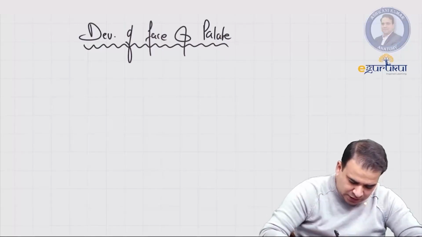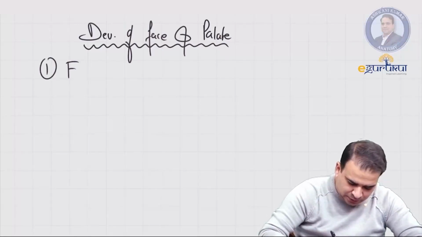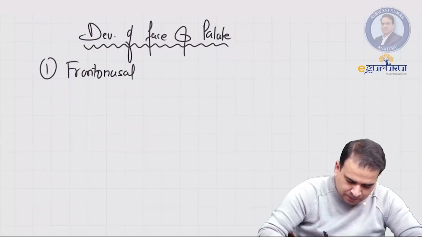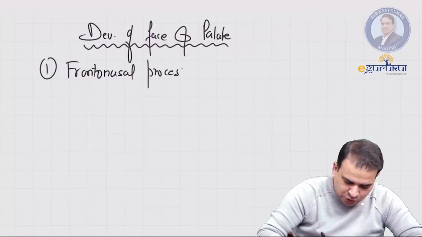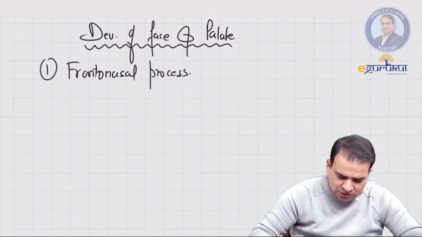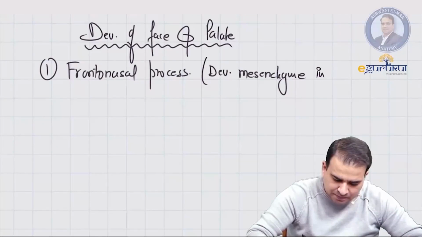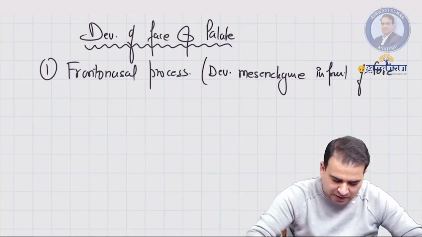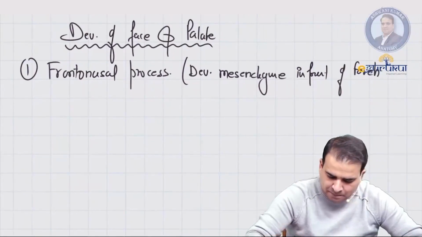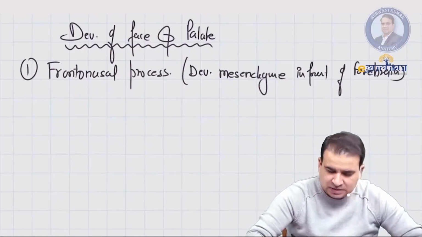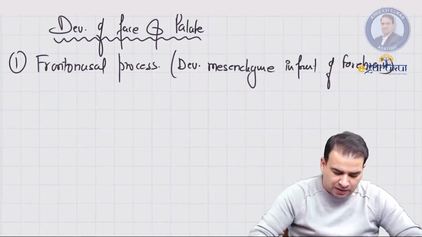Okay, so we said we need two things. One is the fronto-nasal process. There's this process called the fronto-nasal process, which is nothing but the developing mesenchyme in front of the forebrain.